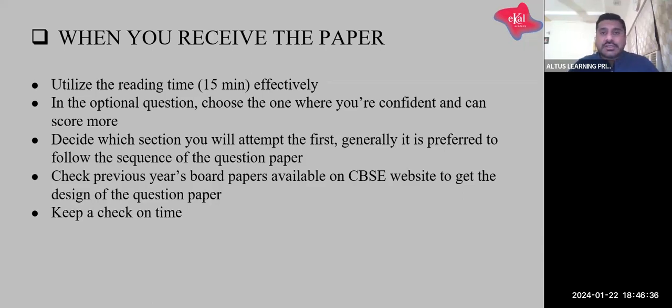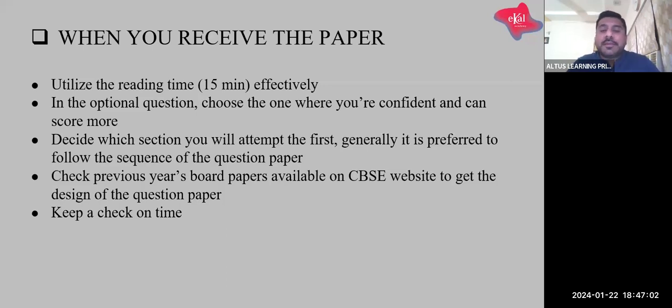If in an optional question there are subparts, for example optional question number 33 comes with two parts, 33A and 33B, when you see such a question, do not forget to answer them both. It may happen that in a hurry, you may forget to answer one of these sub questions. So be alert. And the most important thing is to keep a check on time.